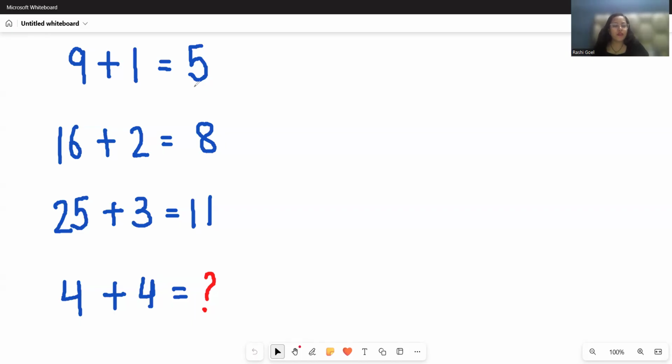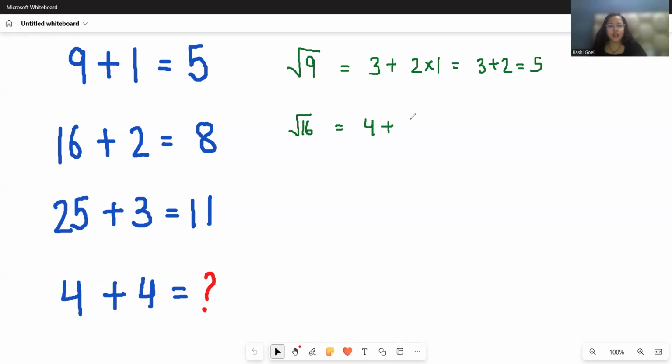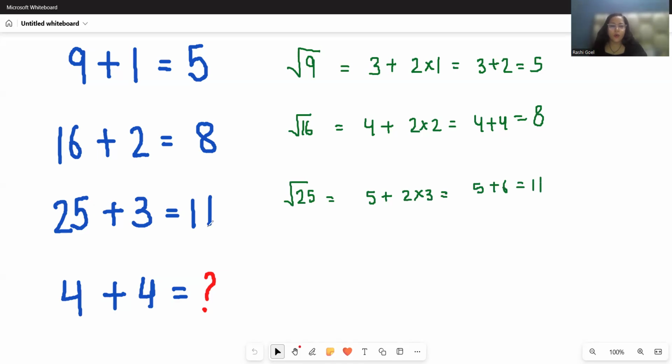So now take a good look at this resolution. 9 plus 1 equal 5. If I do the square root of 9, that is 3, and add twice the second digit, that means 2 times 1, I get 3 plus 2, 5. Now check: the square root of 16 is 4, and twice the second digit, 4 plus 4, that is 8. Similarly, the square root of 25 is 5, and twice the next digit is 6. 5 plus 6, 11. So it is all applicable.